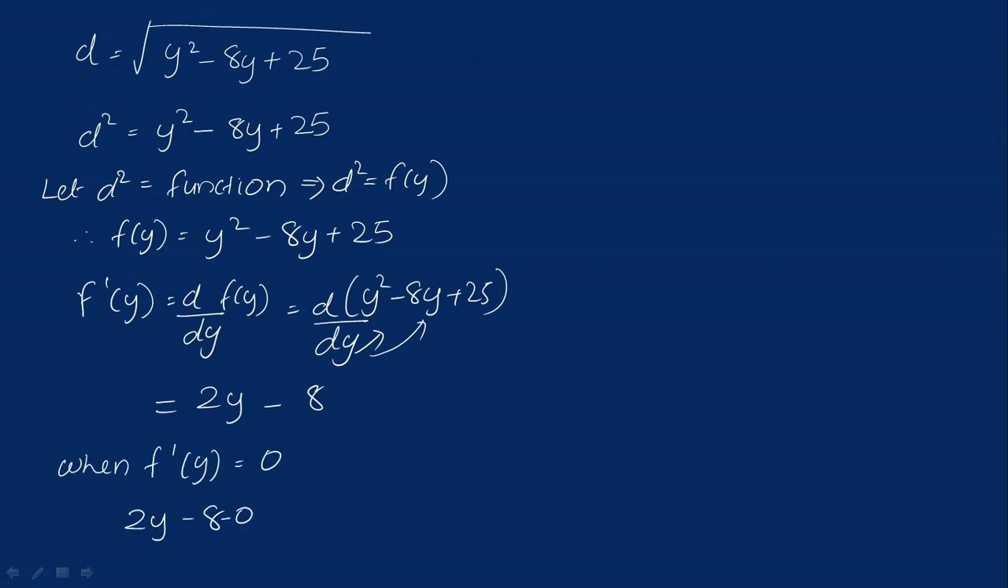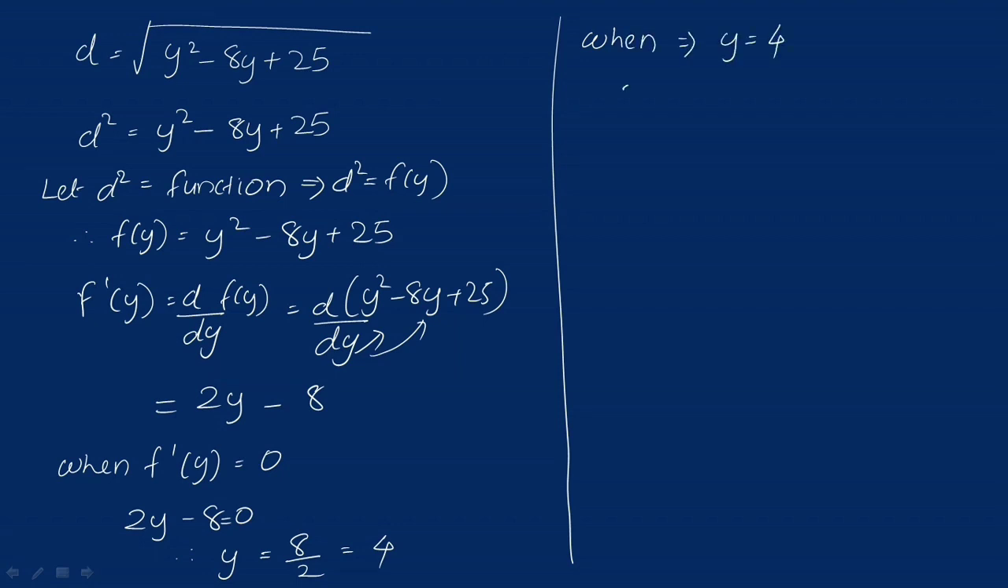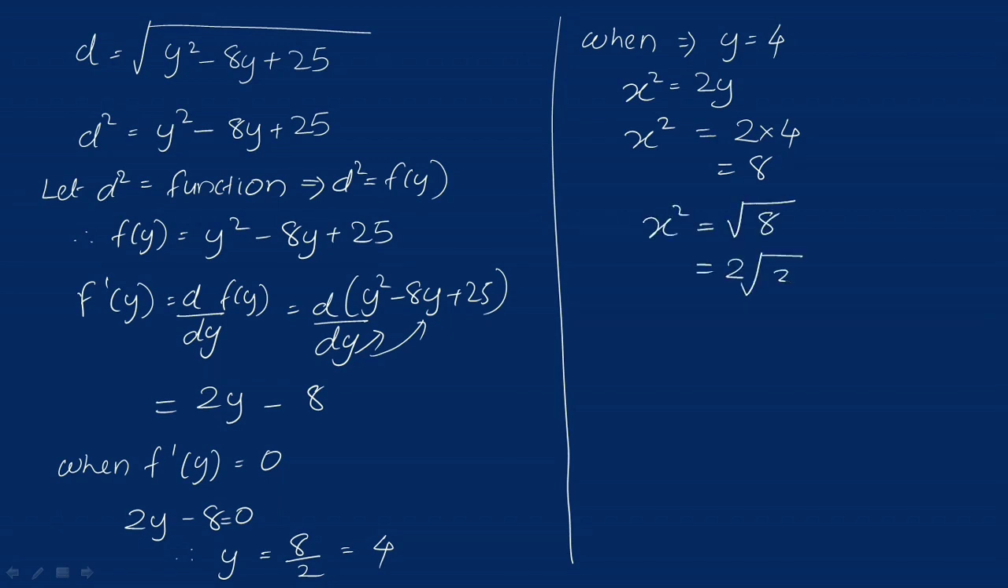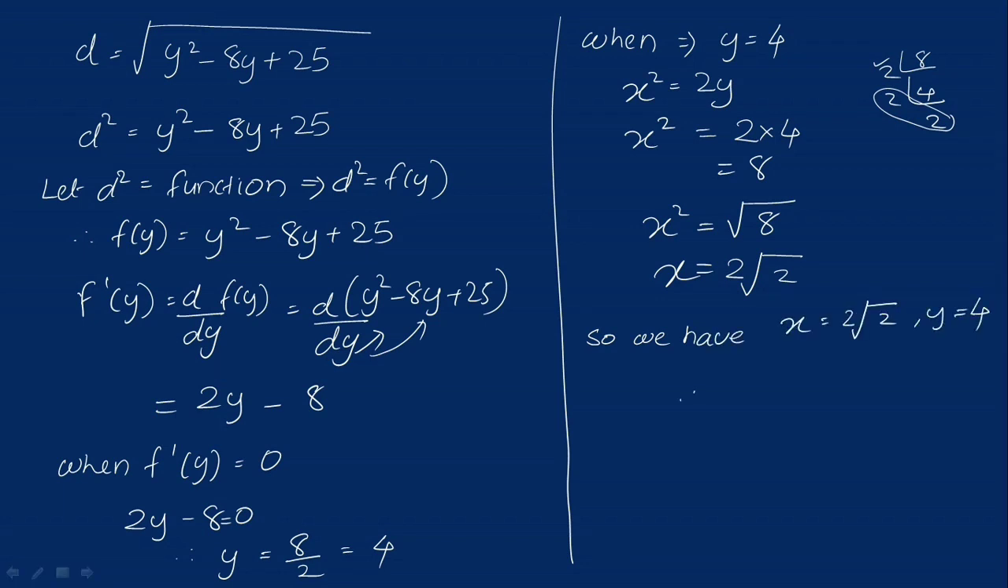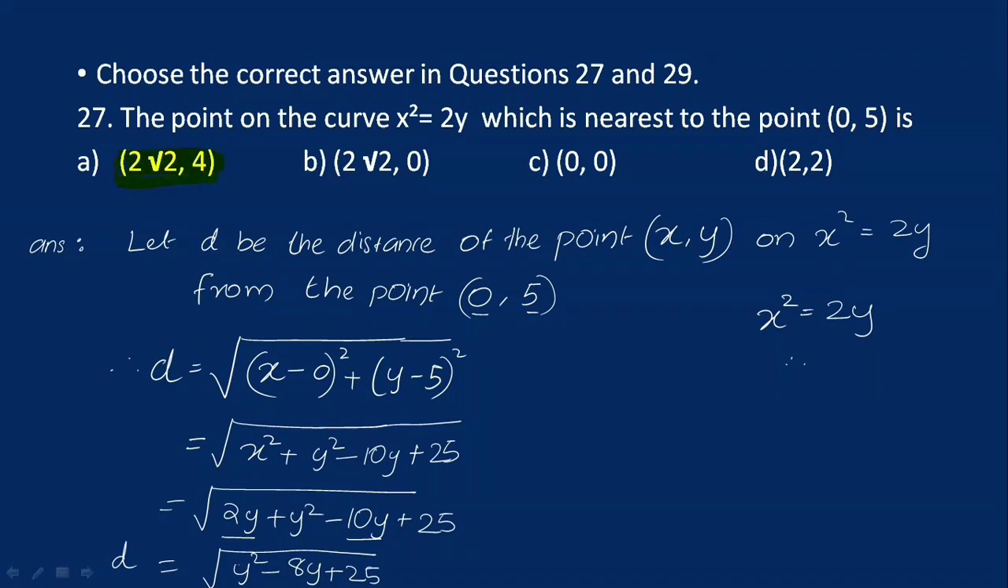So when f dash of y is equal to 0, we have 2y minus 8 is equal to 0. From this, y is equal to 8 by 2, or the value for y is 4. So we have y is equal to 4. When y is equal to 4, we have the equation x square is equal to 2y. So x square is equal to 2 into 4, that is 8. If x square is equal to 8, we can write x is equal to root of 8. What is root of 8? That is 2 root 2. So we have the values x is equal to 2 root 2 and y is equal to 4. So the point will be 2 root 2, 4. So from the question, we have option A as the answer.